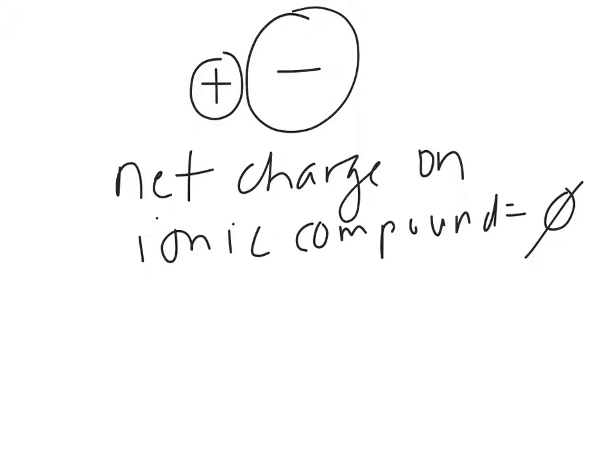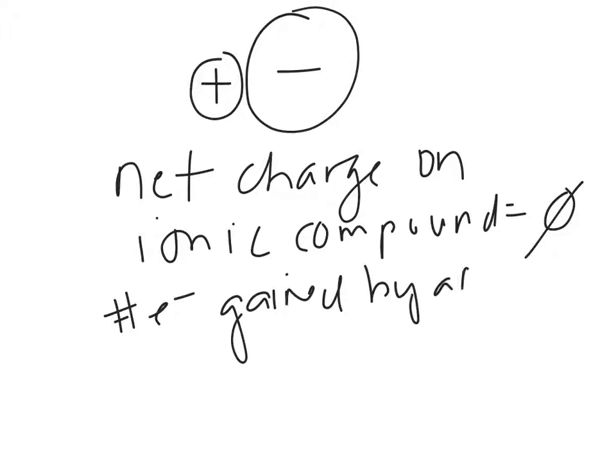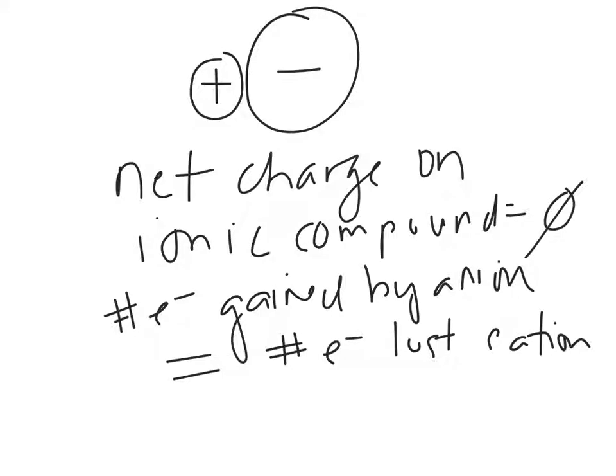That also means that the number of electrons gained by the anion has to be equal to the number of electrons lost by the cation. So just like with atoms, where you can't create or destroy them, you can't create or destroy electrons. If they're being transferred from one chemical species to form a cation, they're ending up somewhere else.